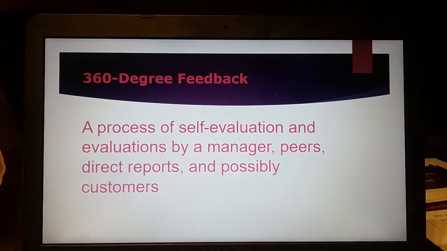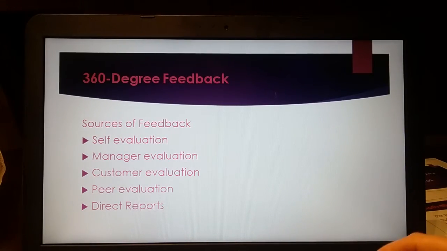Sometimes there can be an employee who's a real suck up to the boss and treats everybody around them, their peers, terribly, or might treat the people who report to them terribly. And so the idea of the 360 is it gives a more accurate look. Okay, so there are some sources of feedback on 360 degree. There's a self-evaluation, the manager, the customer, the peer, and then the direct reports.